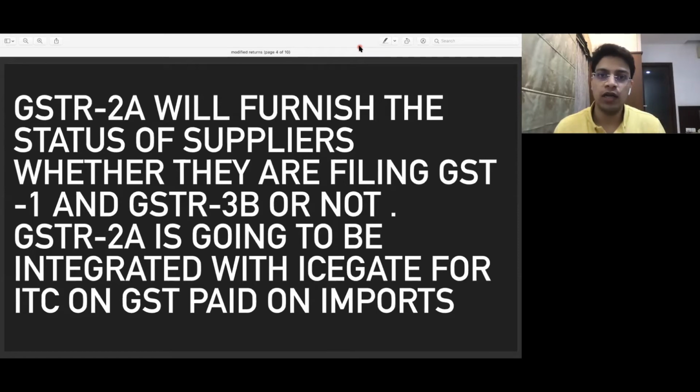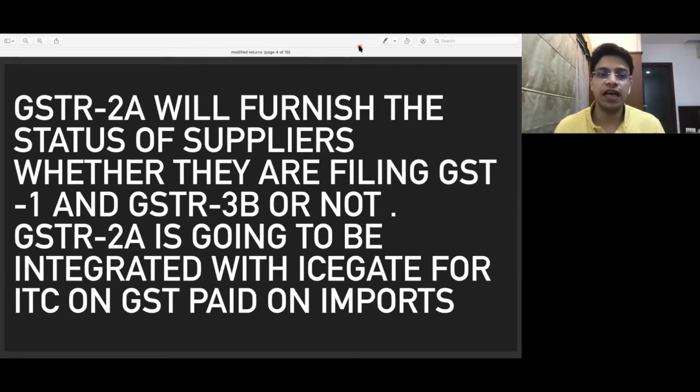Now in the existing GST returns, there is always an issue that even if the amount is reflected in GSTR2A, we are not sure whether that supplier has paid the amount of tax on it to the government through GSTR3B. So in GSTR2A, the government is planning to introduce a feature where the recipients can check that the suppliers have filed their GSTR1 and 3B both, not just GSTR1.